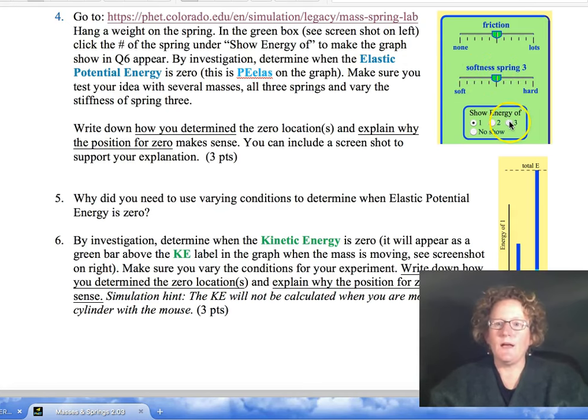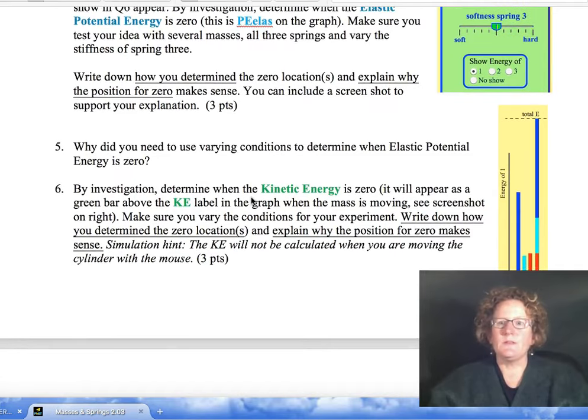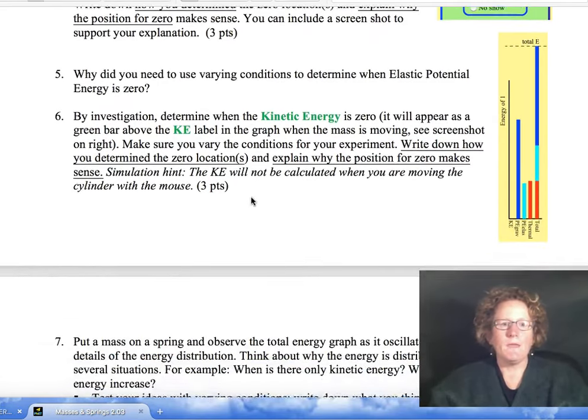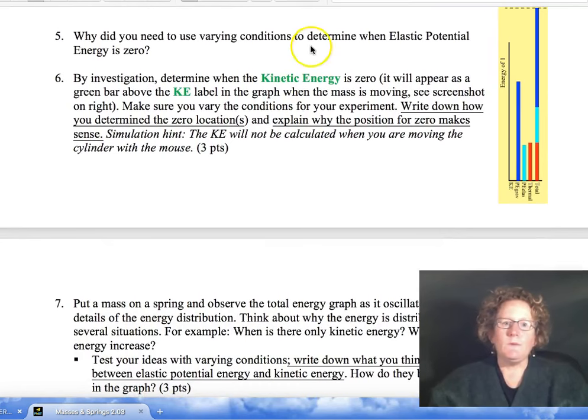Make sure you click on show the energy of spring 3 and then play around with the spring constant or the softness. Think about why we used varying conditions, and then you're also prepared to do number 6, which is finding out when the kinetic energy is 0. Make sure you're looking for the green bar here and figuring out when that is 0.